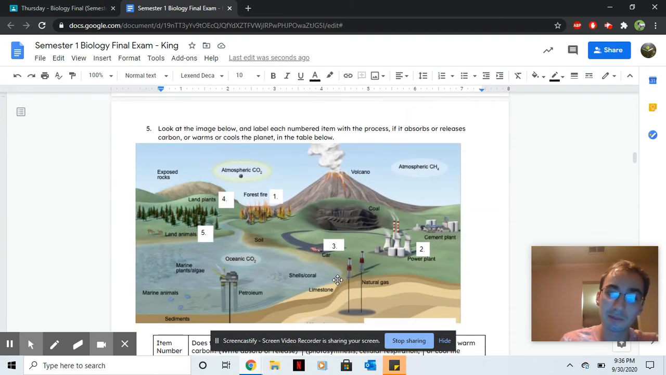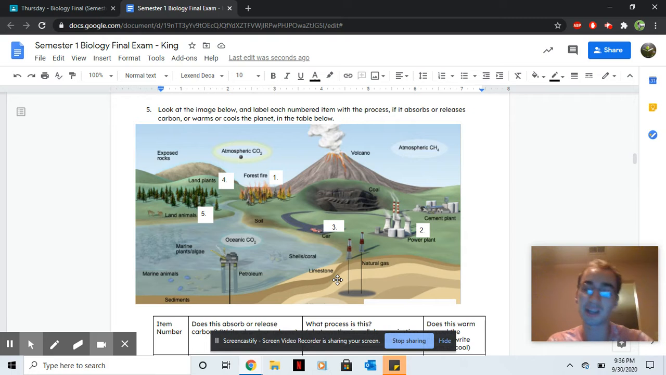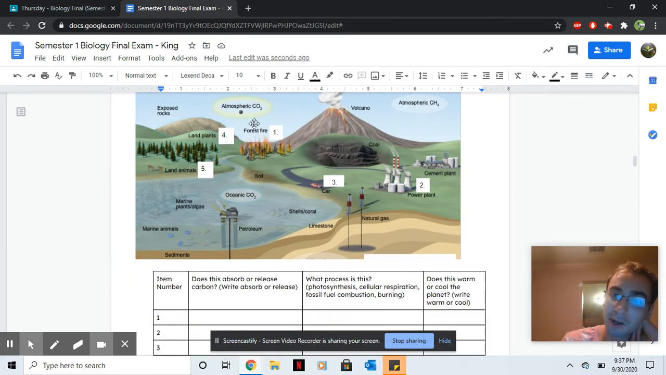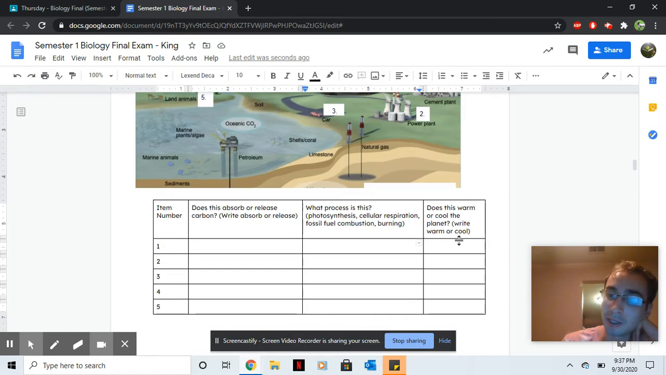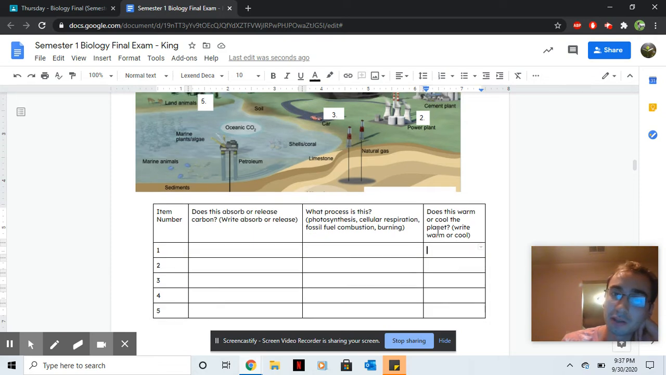Next one, look at the image below and label each numbered item with a process, if it absorbs or releases carbon, or warms or cools the planet in the table below. So number one, for example, you have forest fire. So does a forest fire absorb or release carbon? What process is it? And then does this warm or cool the planet? Yep, and then you go through all five.